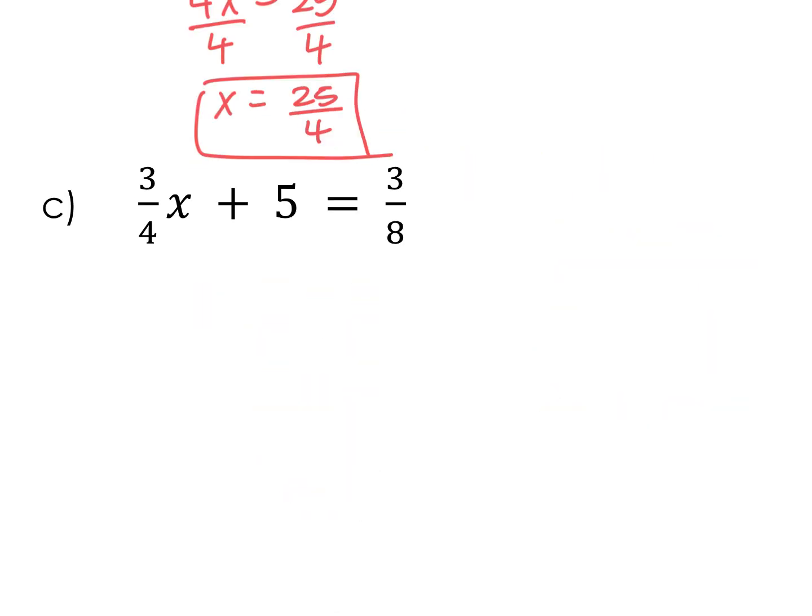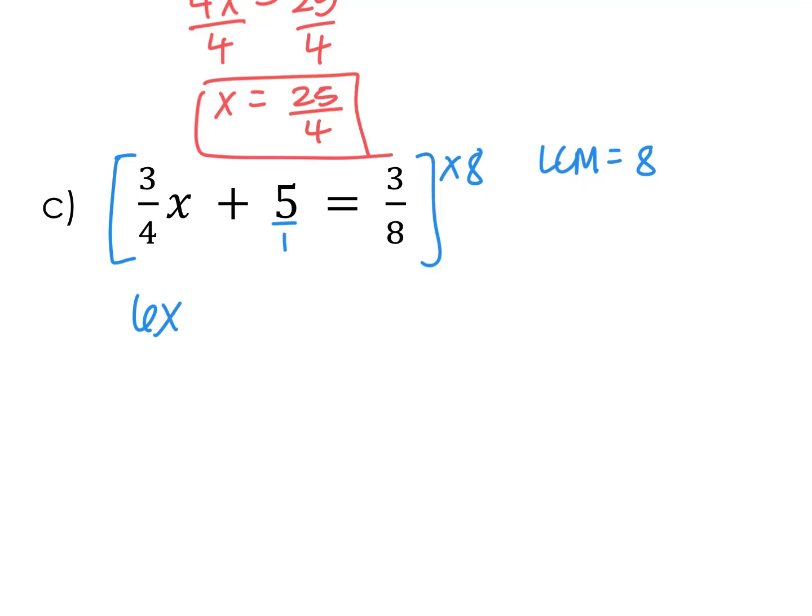So for C, I've got 3/4, 5 over 1, and 3/8. So what is my LCM? 8. So I'm going to multiply everything by 8. So let's talk through this, okay? So I have 3/4 times 8. So 3 times 8 is what? 24. And 24 divided by 4 is what? 6. So we've got 6x, okay?